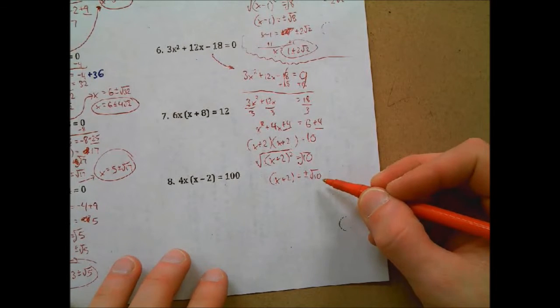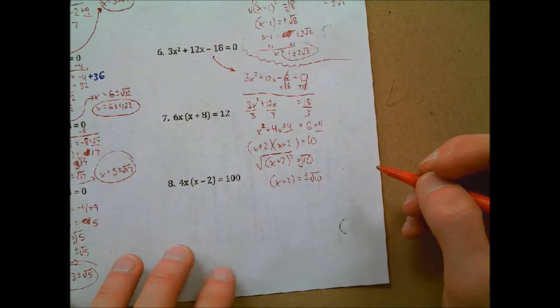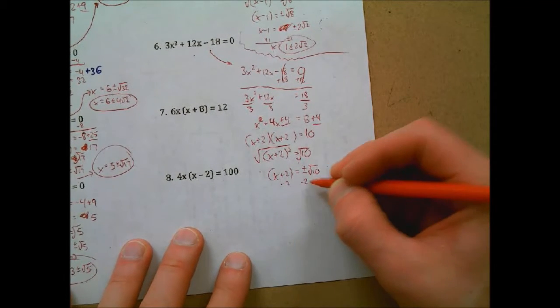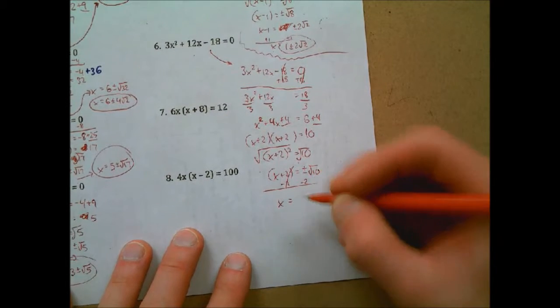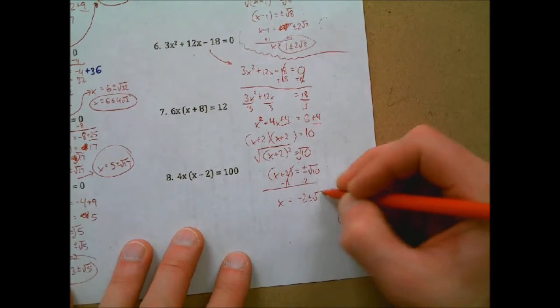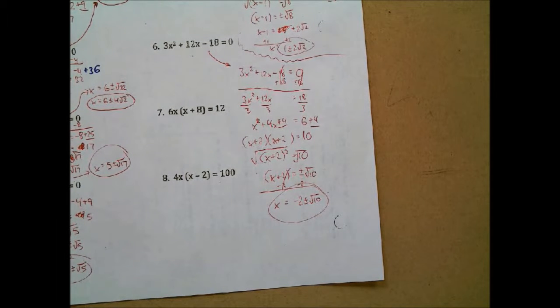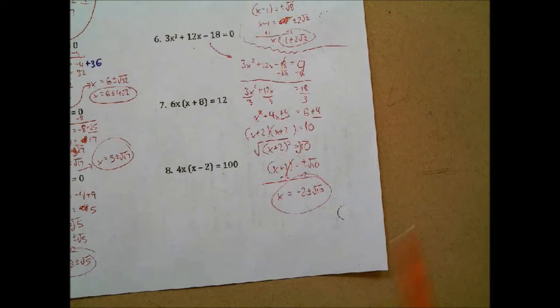But are we finished with solving here? What do we still have to do? Minus 2 on both sides. Yeah, minus 2. Okay, so x equals negative 2 plus or minus the square root of 10. Okay, and that's our answer. Questions on any of that?